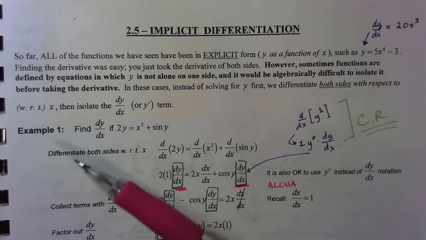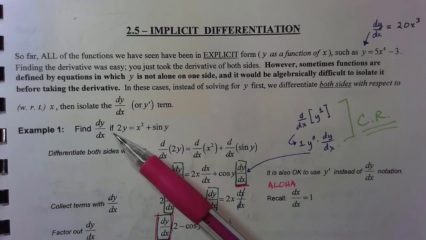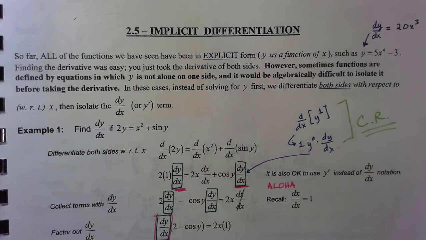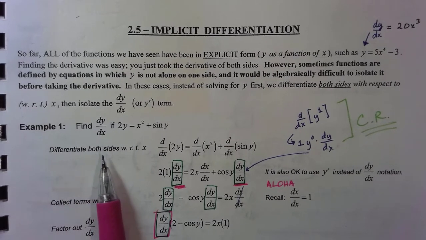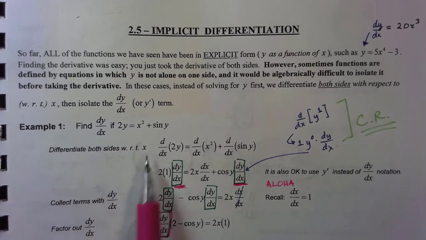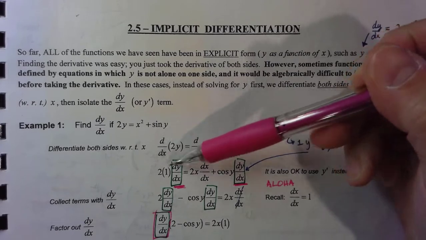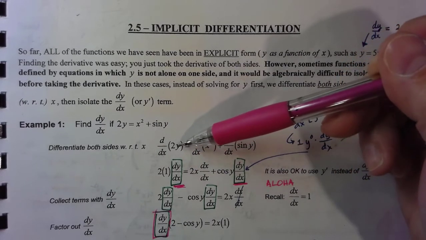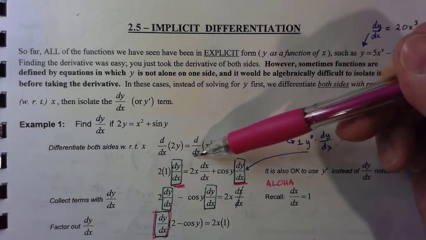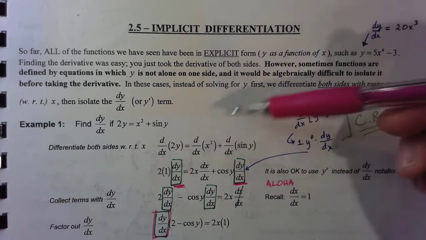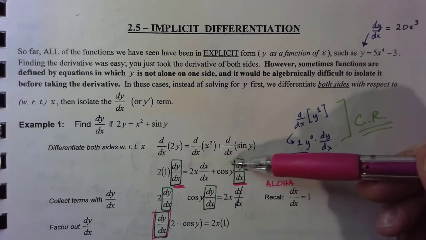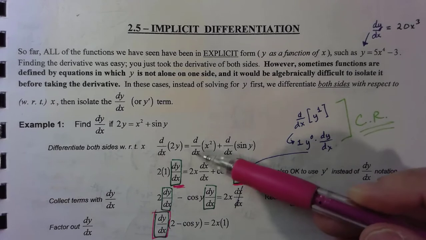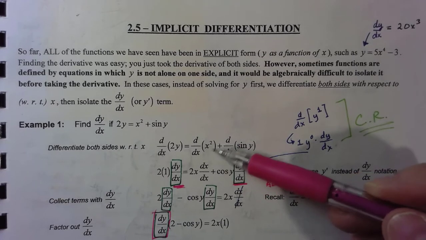So we are going to find dy/dx if 2y equals x squared plus the sine of y. What we're going to do is differentiate both sides with respect to x. So right here, I have 2y, and I'm going to take the derivative of 2y, and the derivative of x squared, and the derivative of the sine of y. Notice that's what d/dx says. It says, let's take the derivative with respect to x.